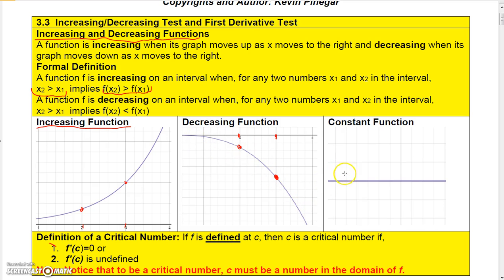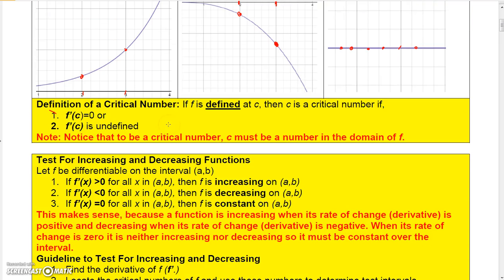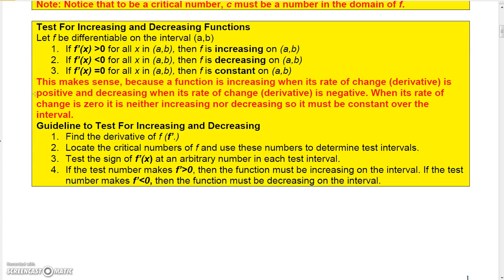Now, a function is constant on an interval if the function values are constant all the way through, like this one right here. So that would be constant on the interval that I've got shown there. Now, we've already talked about the definition of a critical number, so let me just mention it real quick. You get a critical number when the derivative is 0 at a number or the derivative is undefined at a number.